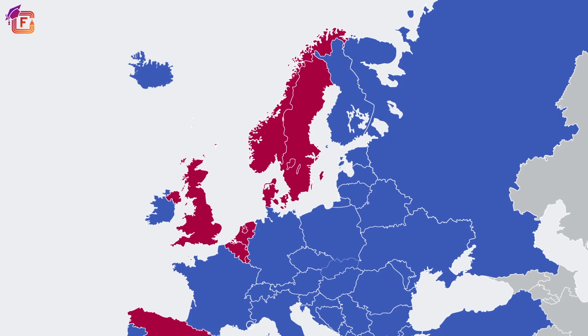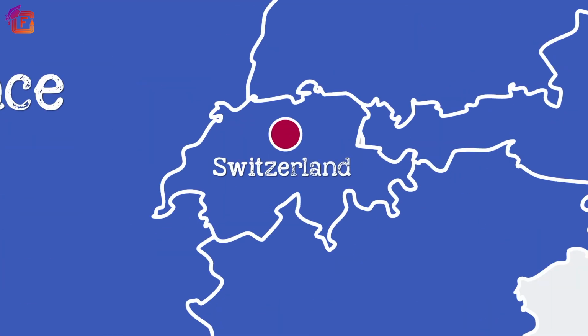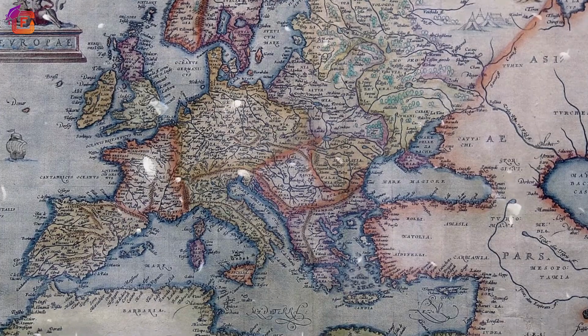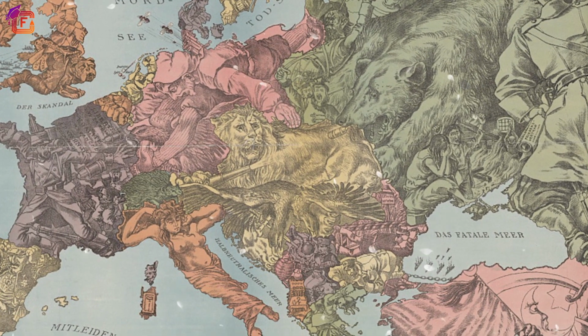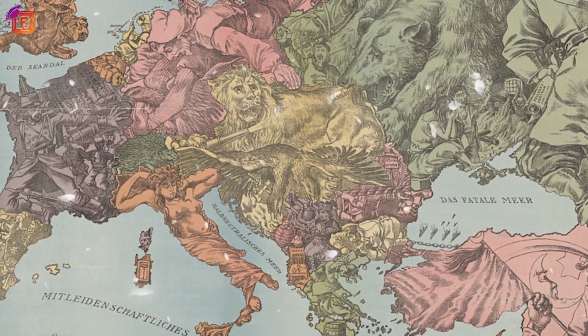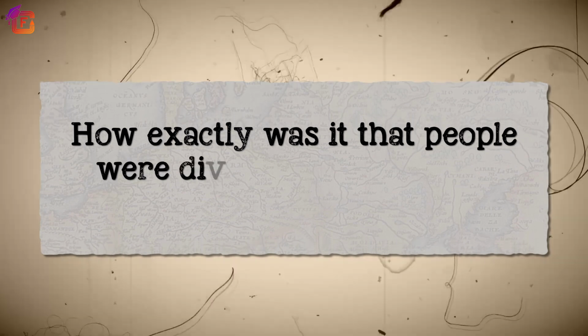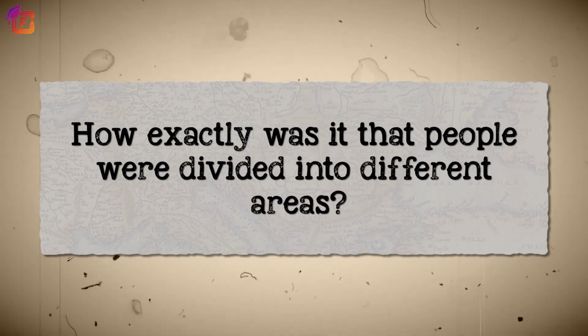If you look at the map of Europe right now, you'll see France, Germany, Switzerland and other countries. But there was a time when Europe had no boundary lines and there were no countries. In the mid-18th century, the map of Europe had no nation states. So if there were no countries, how exactly were people divided into different areas? Let us understand this in detail.